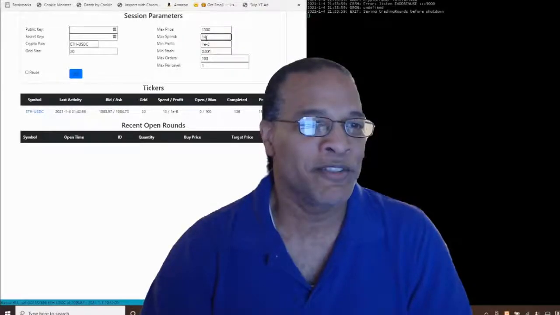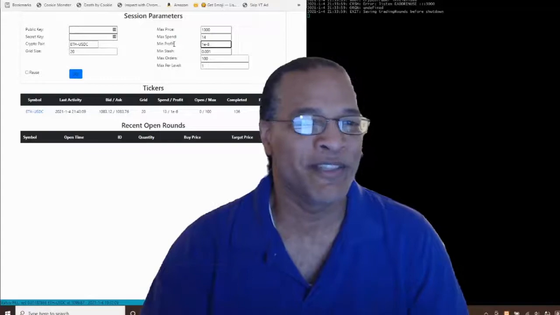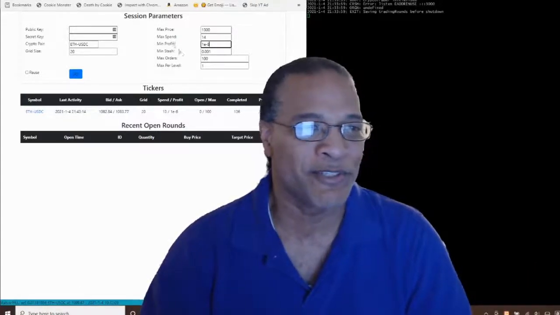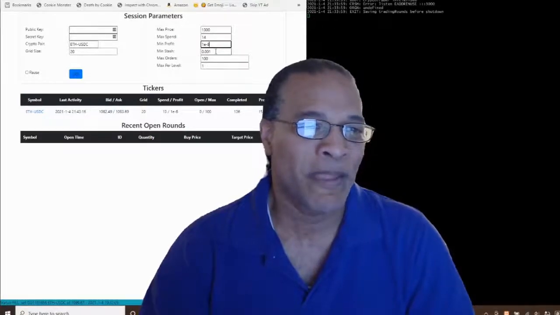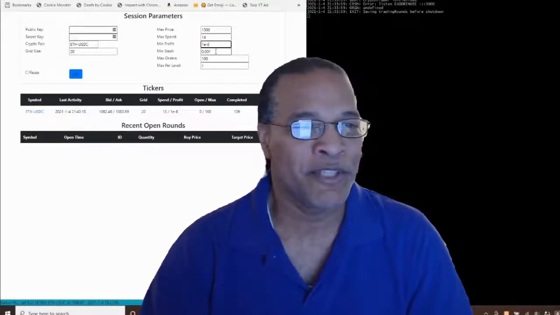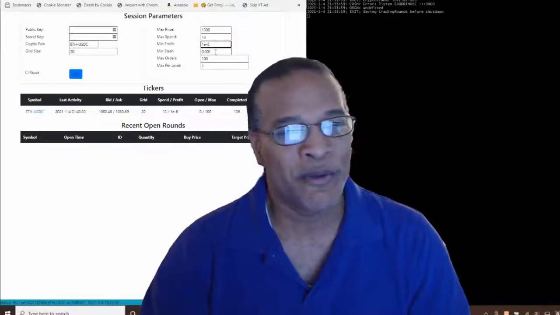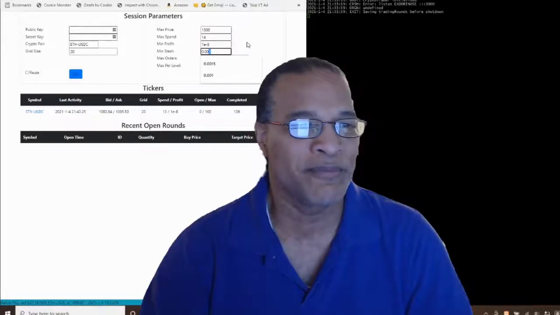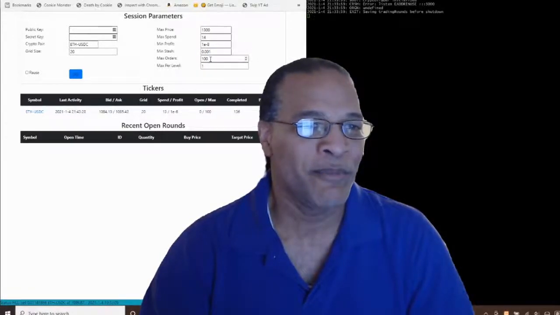The max spend, I'm spending $14 per trade. On this min profit, I can't set it to 0, so I'm setting it to the smallest number possible. Min profit is how many dollars or cents I want to be ahead when the round is over. And the min stash is the opposite. It's like, how much ETH do I want to keep when I sell the rest at profit, right? So I'm keeping 0.001.